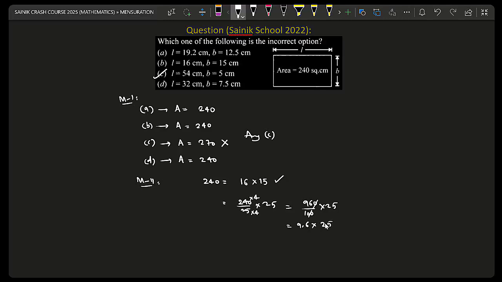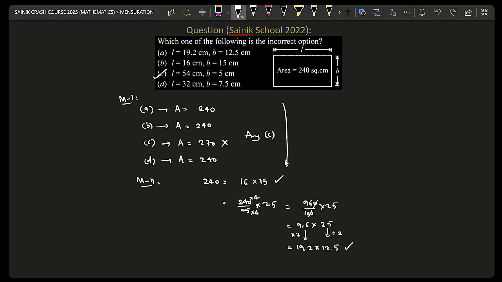But 25 I want to make it as 12.5. So divide this by 2. Because we divided this by 2, this you should multiply by 2. So we're getting 19.2 into 12.5. Yes, this is also a valid factor.